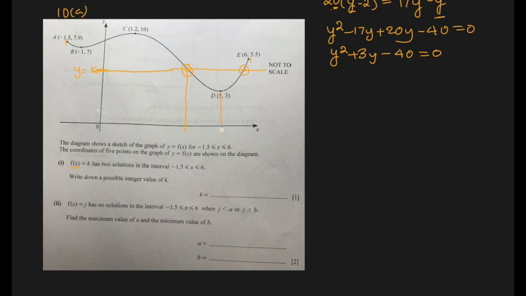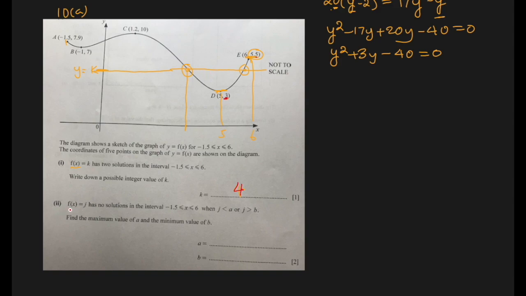We know this is 5, we know this is 6, so this y level is 5.5, this y level is 3. So the k could be between 3 and 5.5, any number they want. I want to write 4. y is equal to 4. Okay, because it is between this 3 and this 5.5 y level, and it is having two solutions.